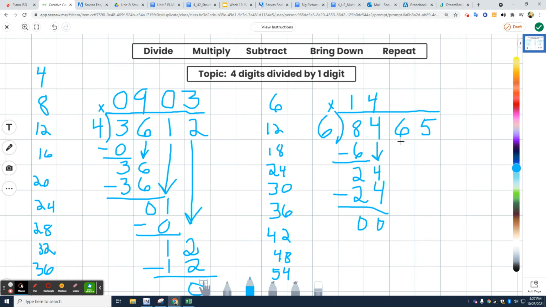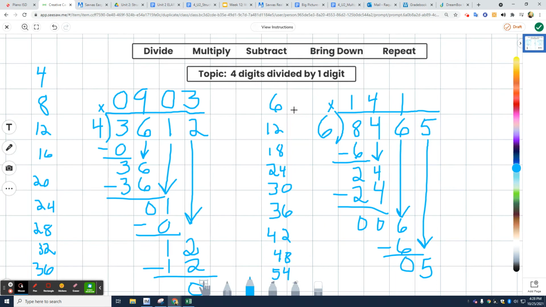Next step, bring down. I bring down my 6. How many 6's are in 6? 1. 1 6. So 1 times 6 is 6. I subtract. And I get 0. Last step, last cycle, repeat. I've got to bring down my 5. And now I'm ready to finish this problem.